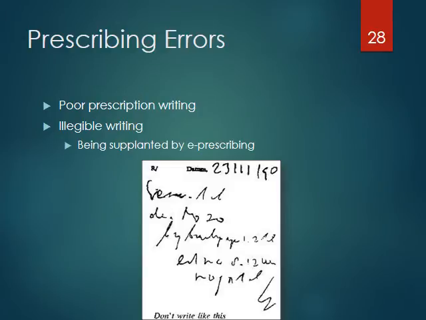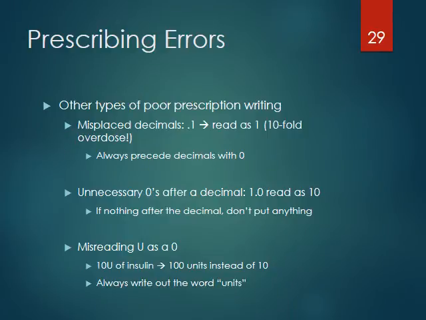Some other examples of prescribing errors to avoid would include things like misplaced decimals. So having 0.1 being misread as 1 could mean a tenfold overdose for a patient. So again, you always want to precede decimals with a 0. And then having unnecessary zeros after the decimal. So having 1.0 may be misread as 10. So again, if there's nothing after the decimal, don't write anything there. You should just leave it as just 1.